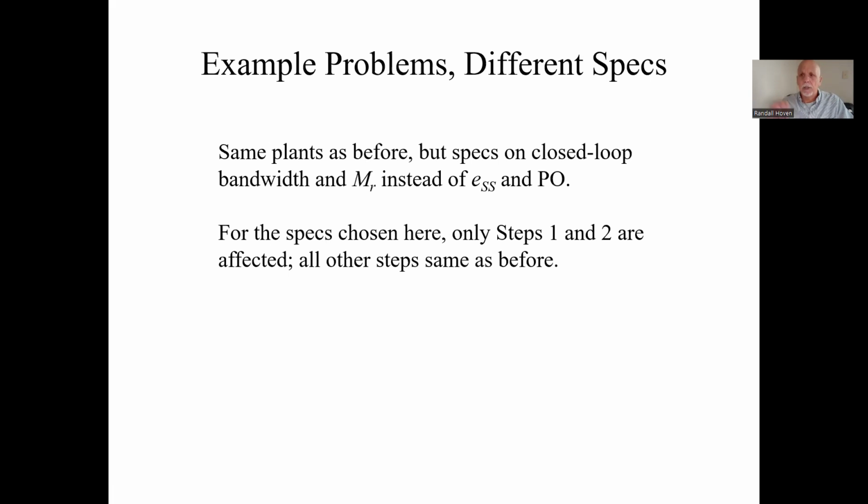In another video, I'll talk about how to translate different kinds of specs, other than steady state error and peak overshoot, into what we need to find the K naught and the phase margin. Anyway, that's through 2 examples. Almost done with Bode. Almost. One more video.